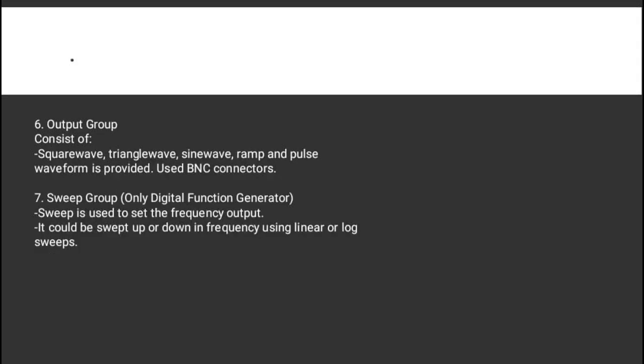Sixth, there is the output group. It consists of square wave, triangle wave, sine wave, ramp and pulse waveform is provided. Use BNC connector. Seventh, these buttons are only in the digital function generator, which is the sweep group. Sweep is used to set the frequency output. It could be swept up or down in frequency using linear or log sweep.